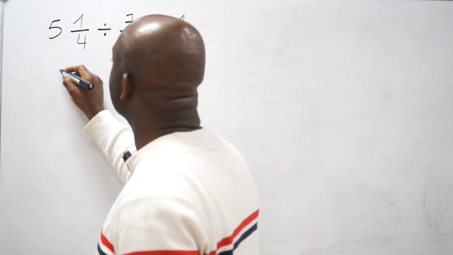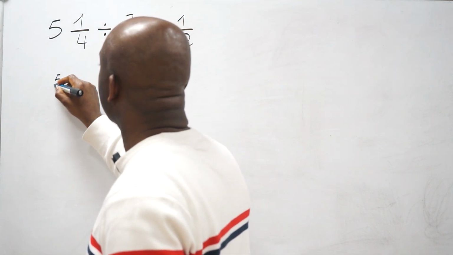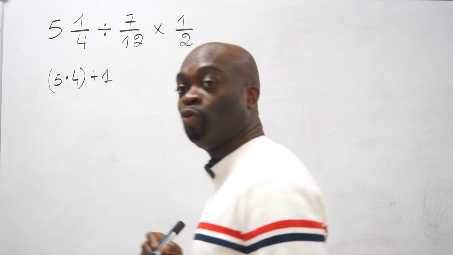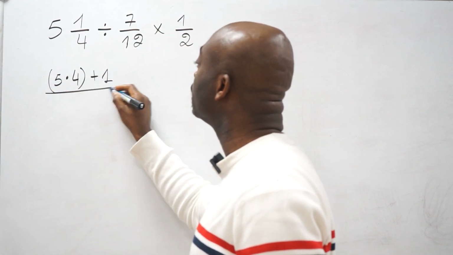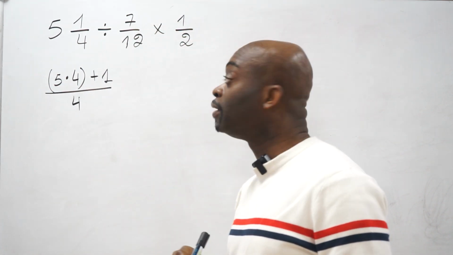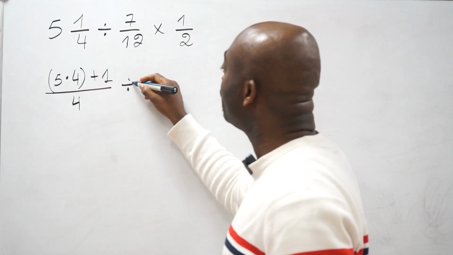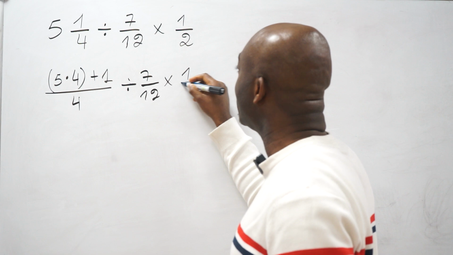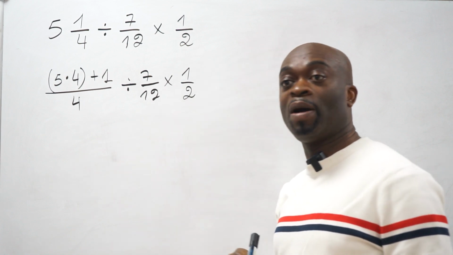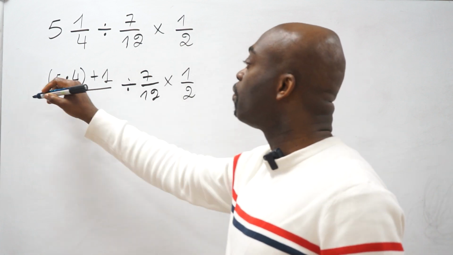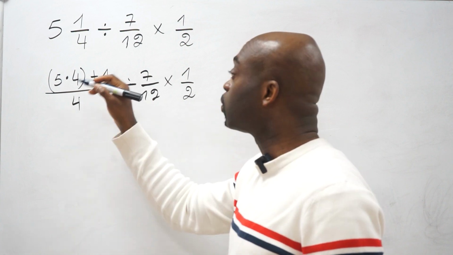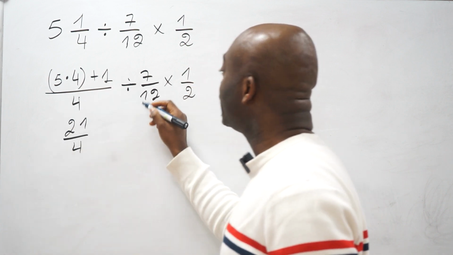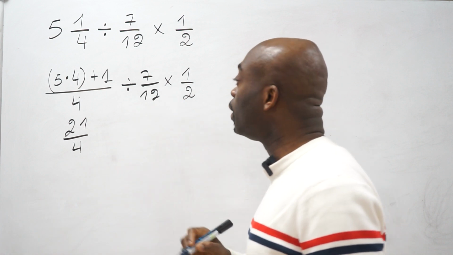So this is equal to 5 times 4, whatever we get, we add 1 to it, and then we keep the denominator as it is. And that's what we're going to divide by 7/12, and then multiply the answer by 1/2. So 5 times 4 is 20, 20 plus 1 is 21, so this becomes 21/4. Then I'll divide it by 7/12.